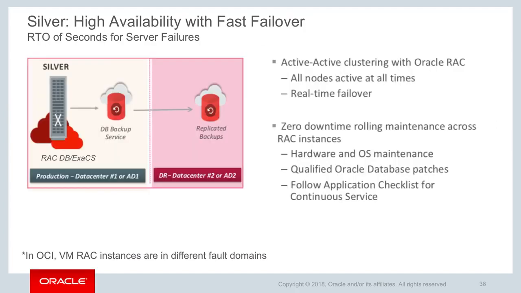Let us now look at the silver maximum availability architecture deployment method, which involves HA with fast failover. This enables recovery time objective of seconds for server failures, and basically this involves an active clustering of the database with Oracle RAC.